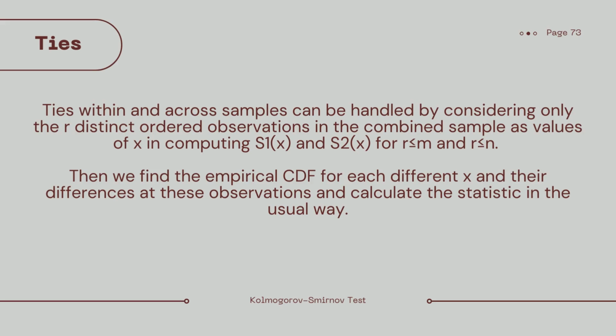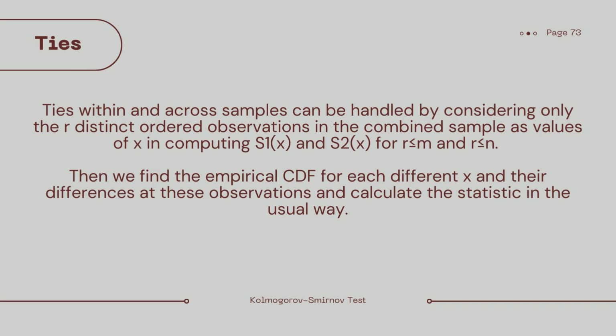Okay, so ties within and across samples can be handled by considering only the R distinct ordered observations in the combined sample as values of x in computing S sub 1 of x and S sub 2 of x for R less than or equal to m and R less than or equal to n. And then we find the empirical CDF for each different x and their differences at these observations, and then we will calculate the statistic in the usual way.